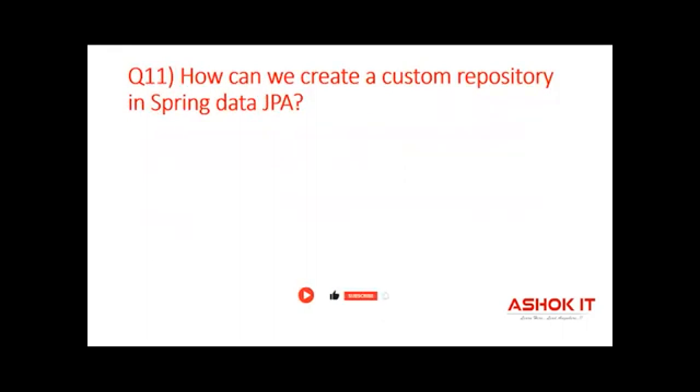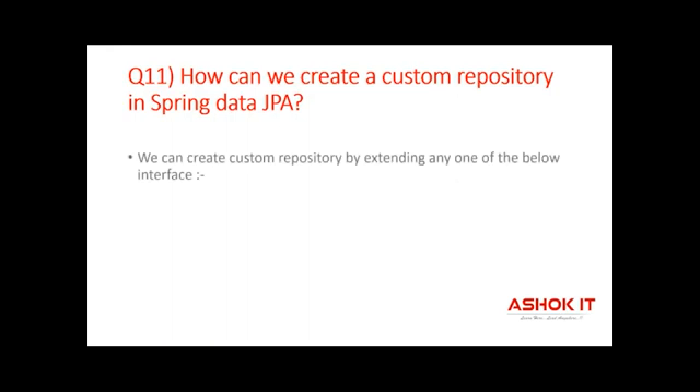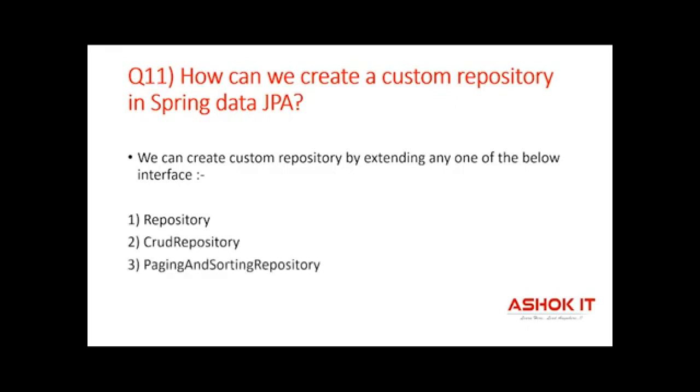How can we create a custom repository in Spring Data JPA? Or simply they are going to ask, how can we create a specific repository for an entity class? Or creating user repository, product repository, employee repository? The question may be asked in different ways here. The answer is very simple. You use one of the below interfaces. You write one interface again. So create a child interface by extending repository interface, CRUD repository, paging and sorting repository, or JPA repository.